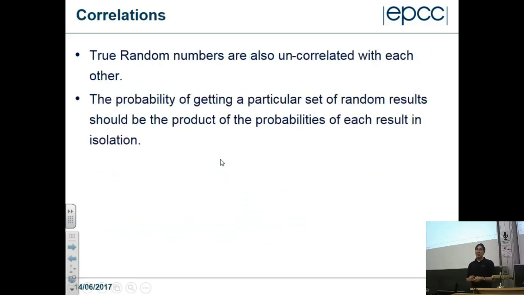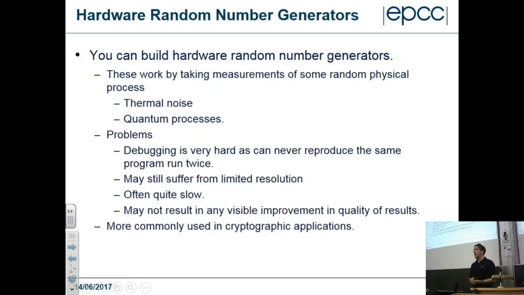So the numbers from a true random number generator are uncorrelated with each other. That's saying that no matter what the previous history was, the new random number is uncorrelated with the previous ones. It's like saying it doesn't matter if you've thrown 10 or 20 heads in a row, the probability of getting a head if you're tossing a coin is still 50%. So the probability of getting a particular set of random results should be the product of the probabilities of each result in isolation. That's saying they should be uncorrelated.